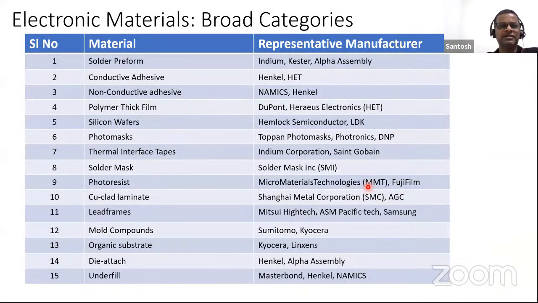Here is a short table that talks about different materials and the so-called different manufacturers. For the sake of brevity, I have shown about 15 different materials. So these are different materials like solder preform, conductive adhesives, non-conductive adhesives, polymer thick films, silicon wafers, and these are the representative manufacturers. As I said, this is a booming industry, and there are multiple industry houses supporting this manufacturing, and this is a multi-billion-dollar industry.